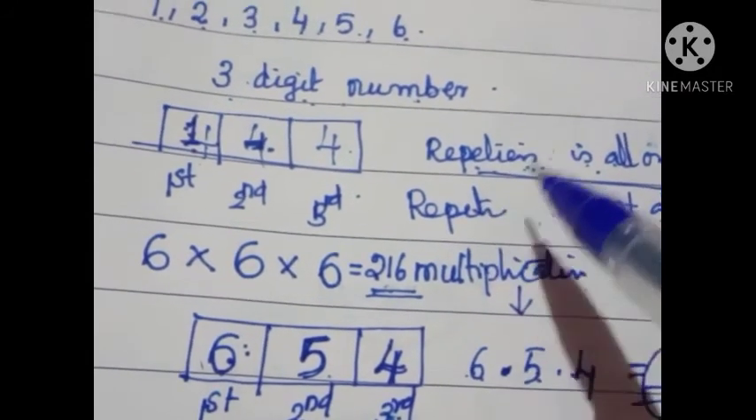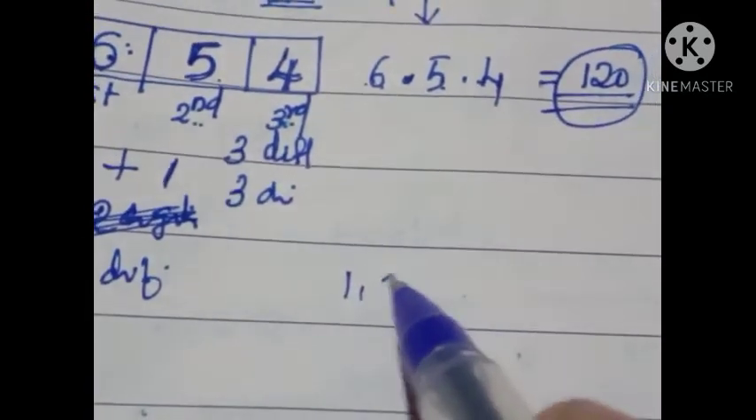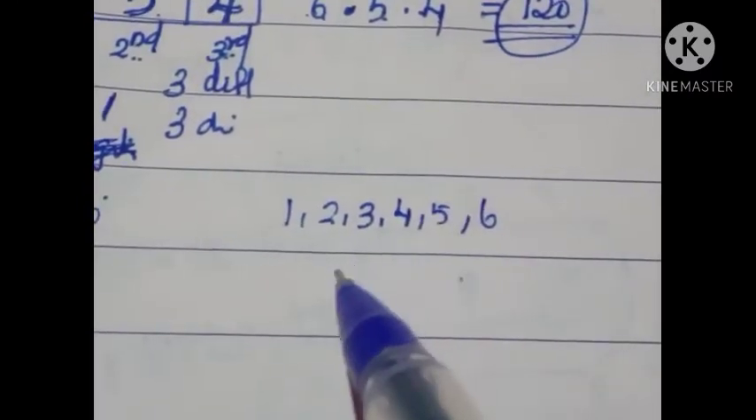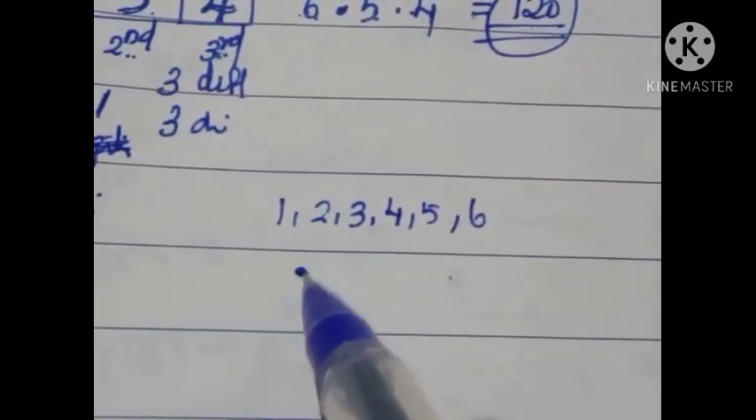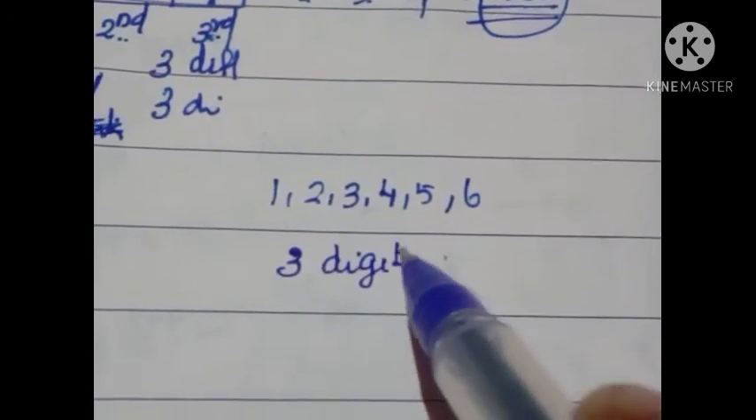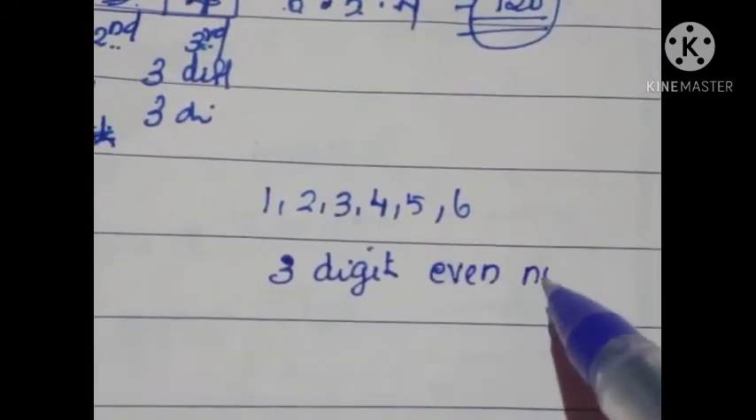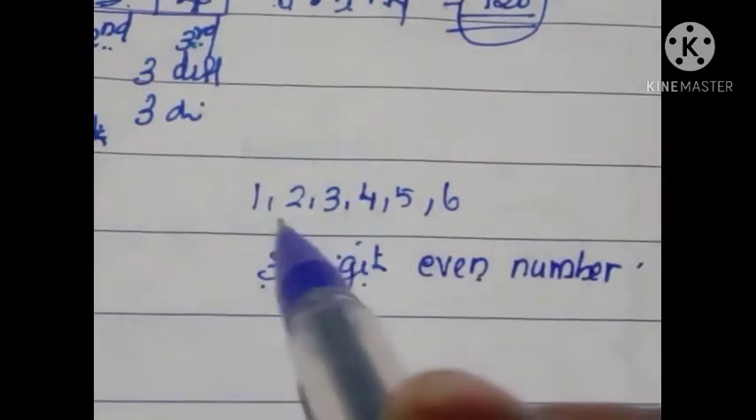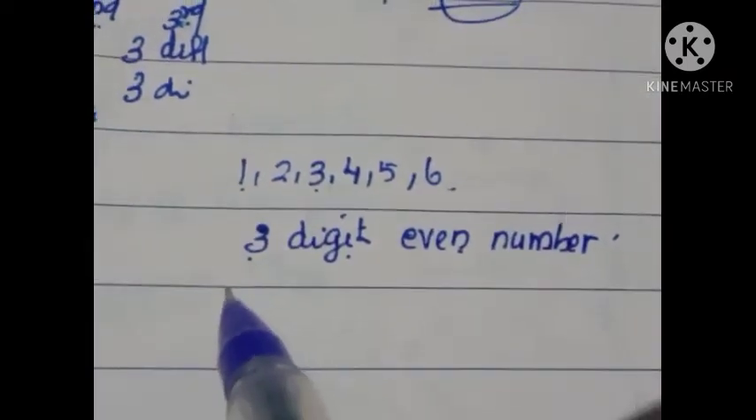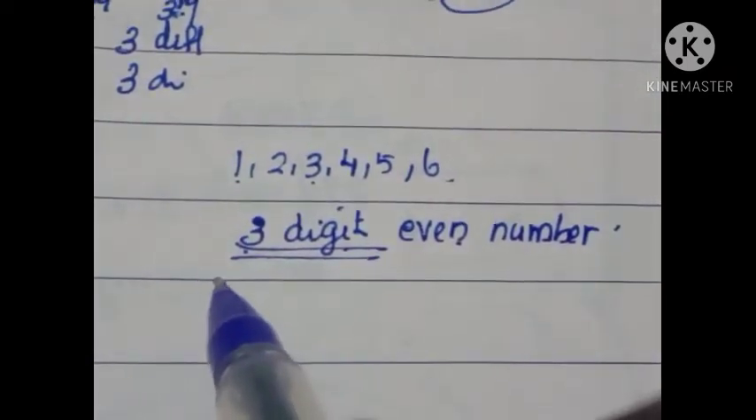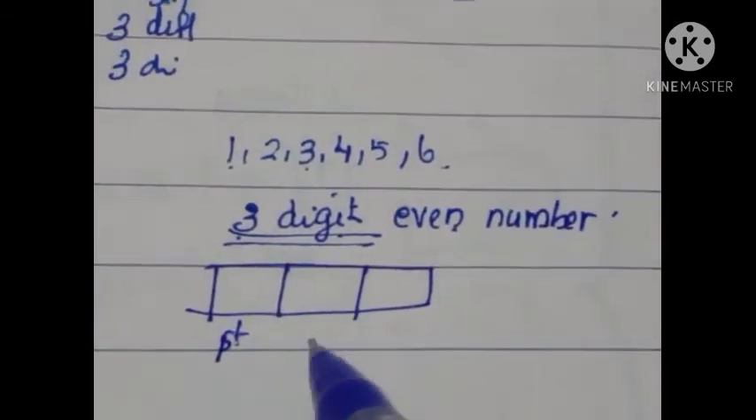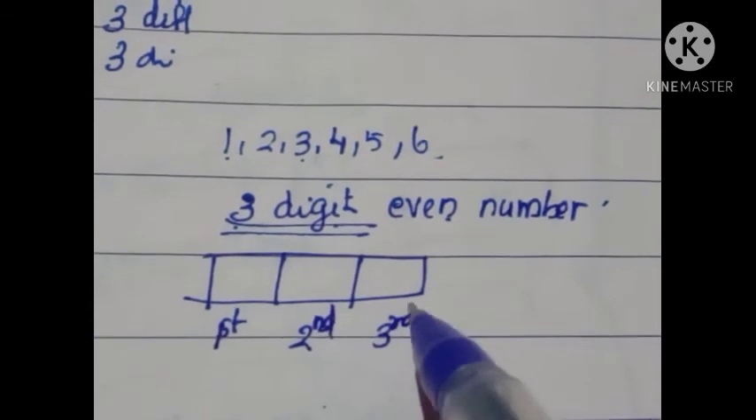Now listen, suppose there is another question, with digits 1, 2, 3, 4, 5, 6. Using these digits we need to find 3-digit even numbers. We need to find how many 3-digit even numbers are possible with these digits. So we need 3 digits, so draw a box of 3 parts: this is the first place, this is the second place and this is the third place.